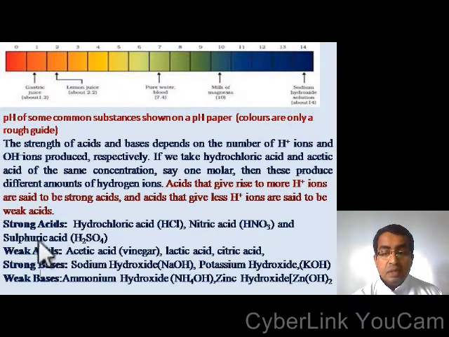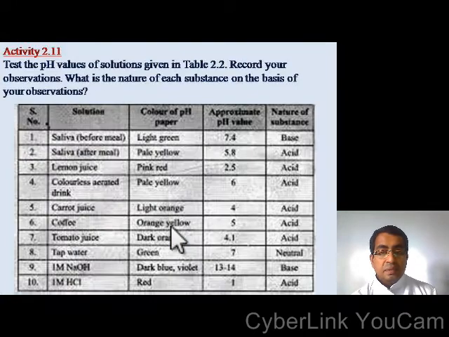Here are some examples of strong acids: hydrochloric acid, nitric acid, and sulfuric acid. Weak acids: acetic acid, lactic acid, and citric acid. Strong bases: sodium hydroxide, potassium hydroxide, calcium hydroxide. Then weak bases: ammonium hydroxide, zinc hydroxide.